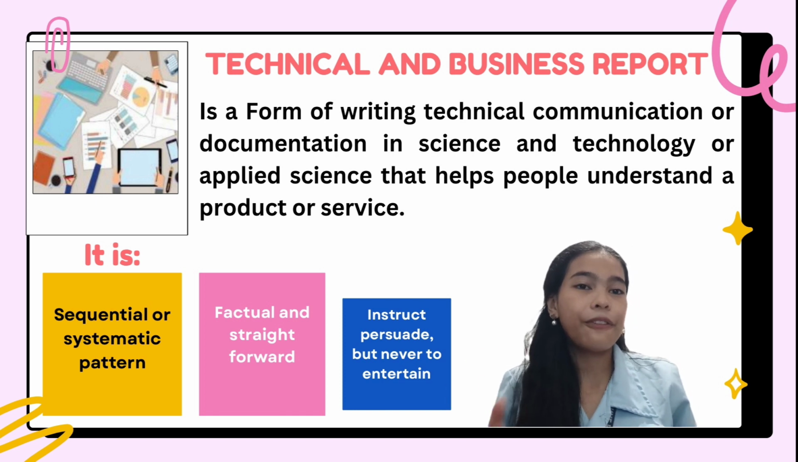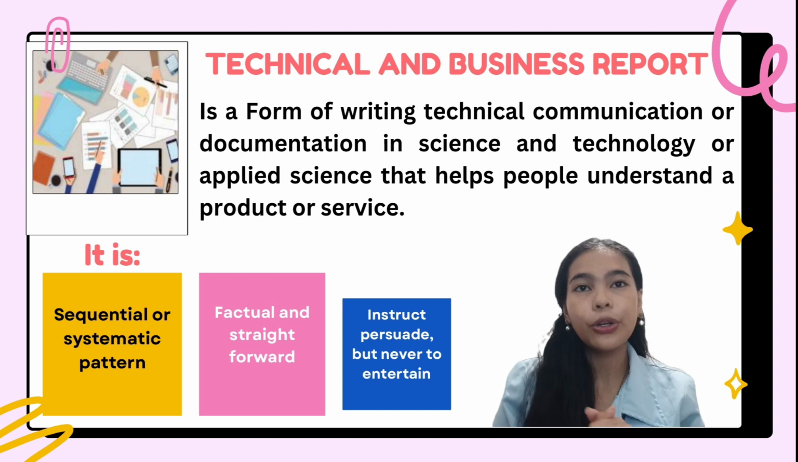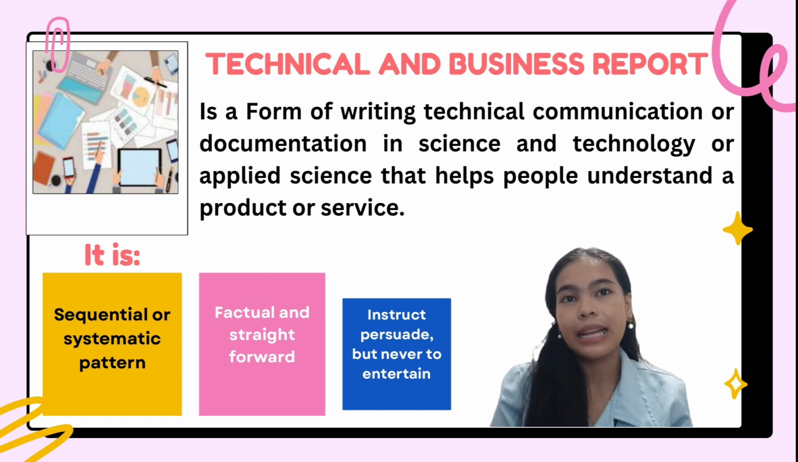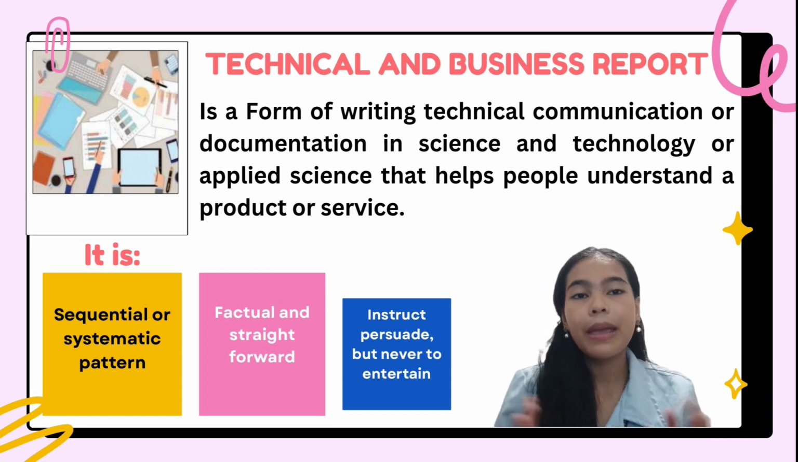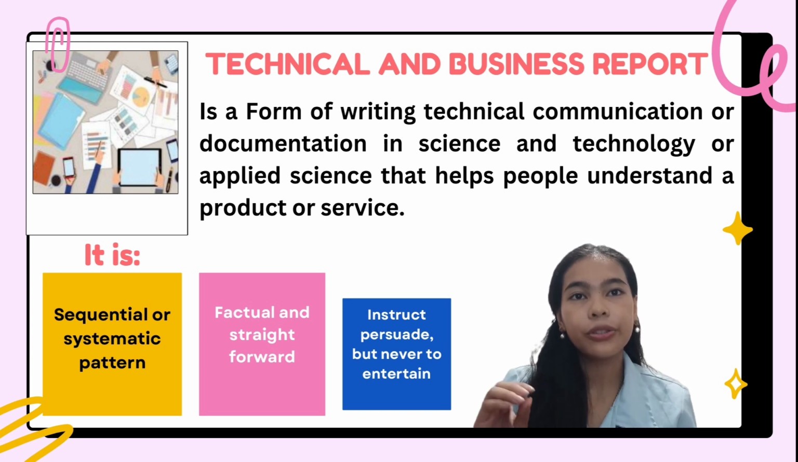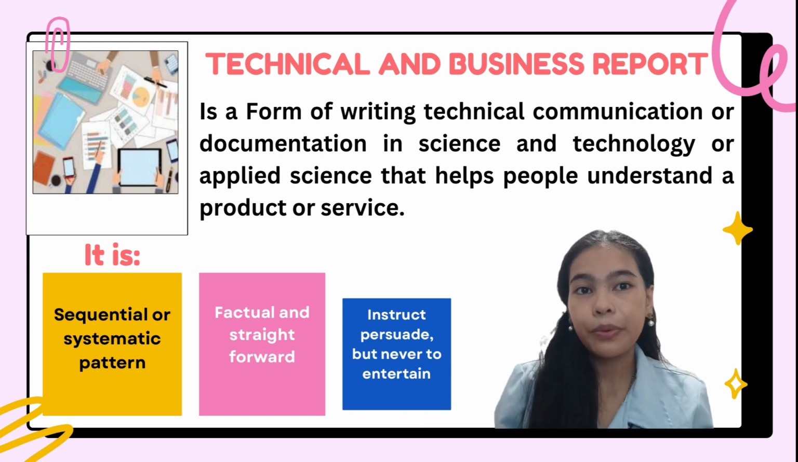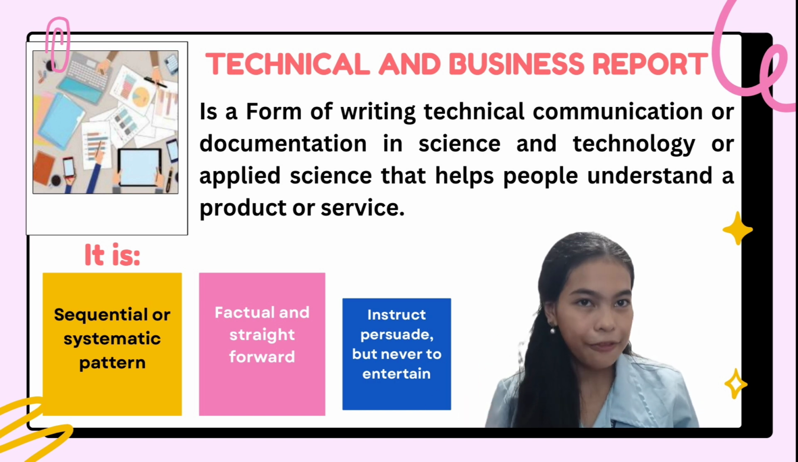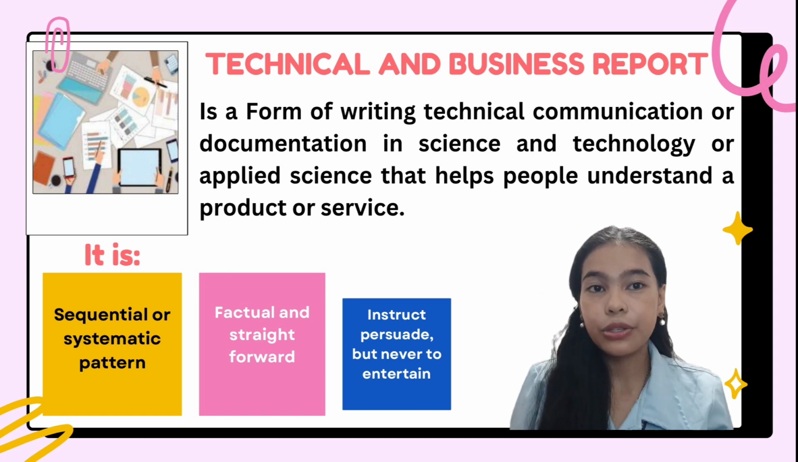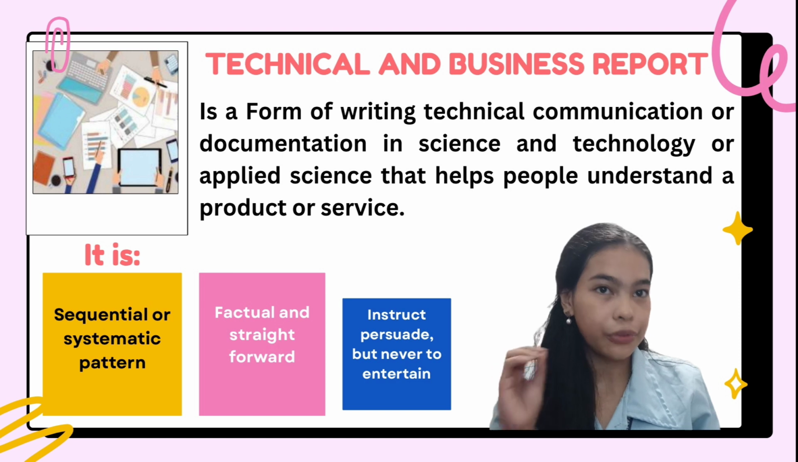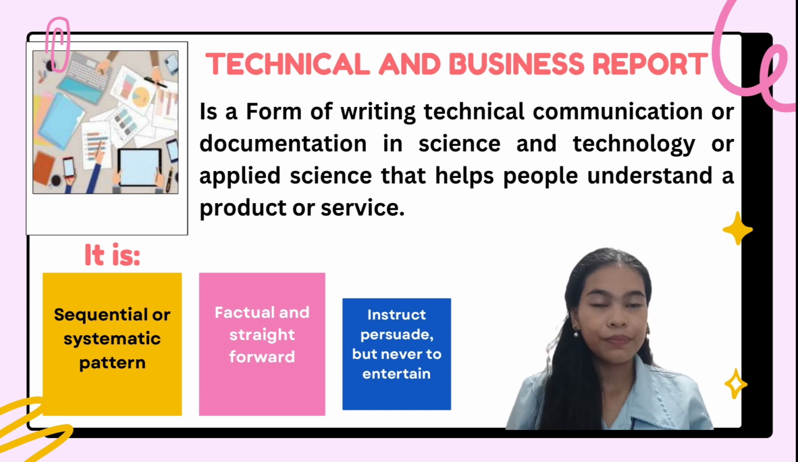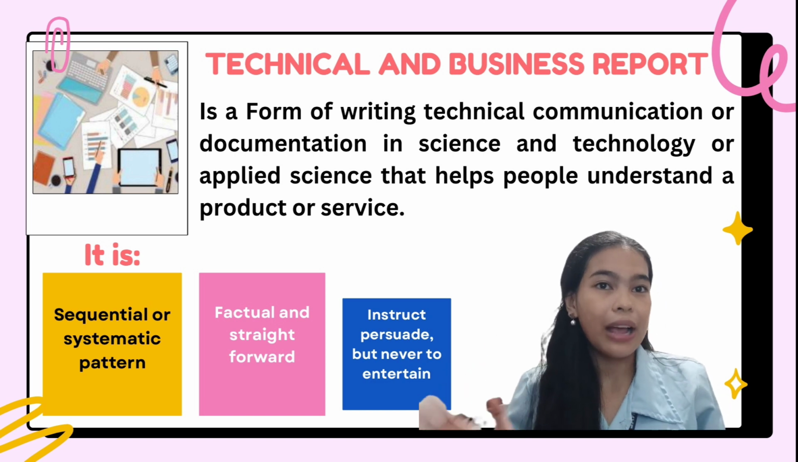Technical writing is a form of technical communication or documentation in science and technology or applied science that helps people understand a product or a service. The main purpose of a technical report is to inform and trigger the person into action, such as purchasing a product or service. Its purpose may also be to persuade people, but never to entertain. In a technical and business report, the content should be factual and straightforward. It is also expressed in formal, standard, or academic language. The write-ups use specialized vocabularies and follow a set of rules and conventions.